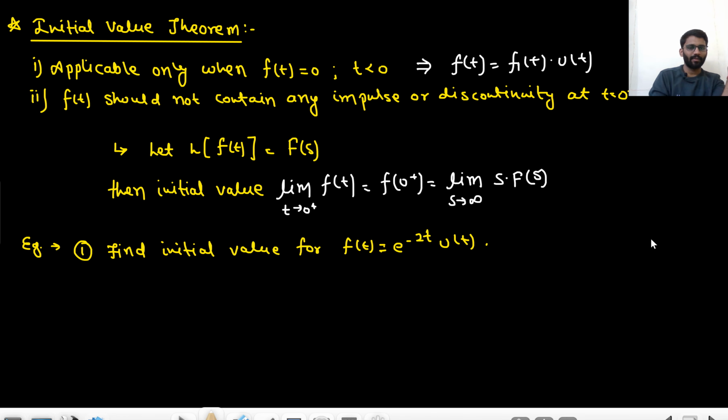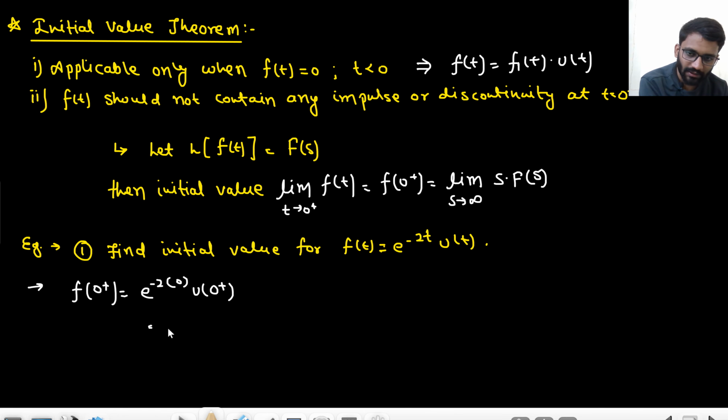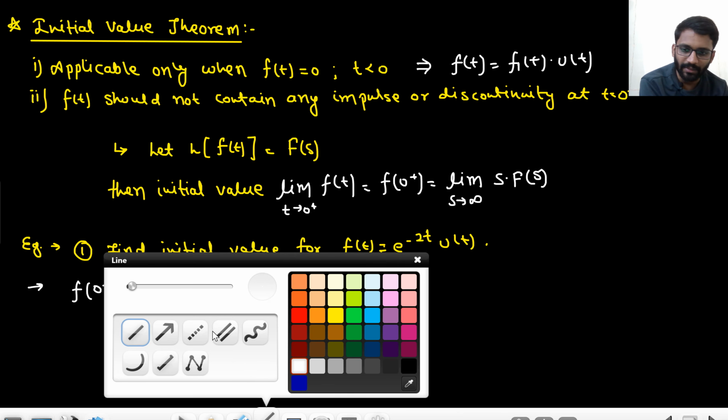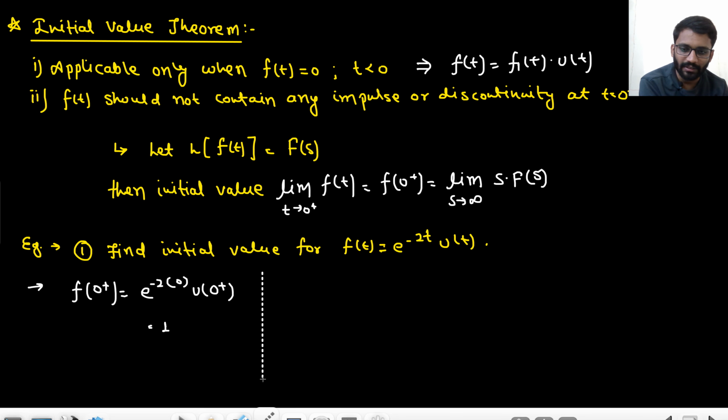Are you getting my point? You need to find the initial value of this function. In time domain only you can find it. Put t equals to 0, that is 1, right? There can be two methods. Initial value f of 0 plus would be e to the power minus 0 times u of 0 plus, that would be 1. So this is one method. What about the second one?